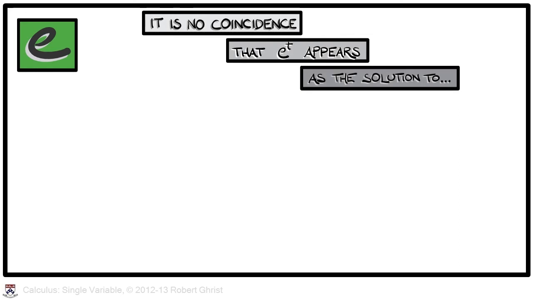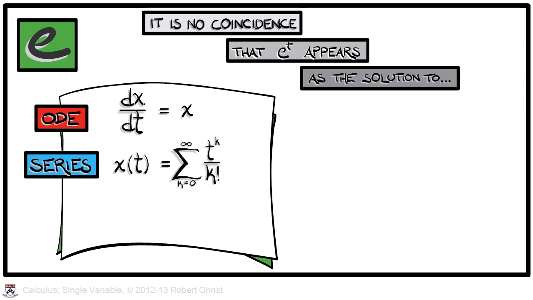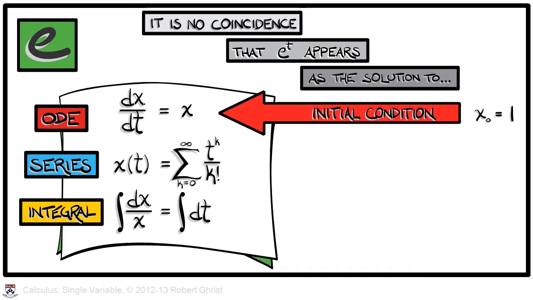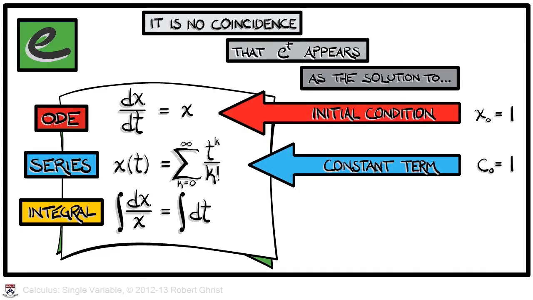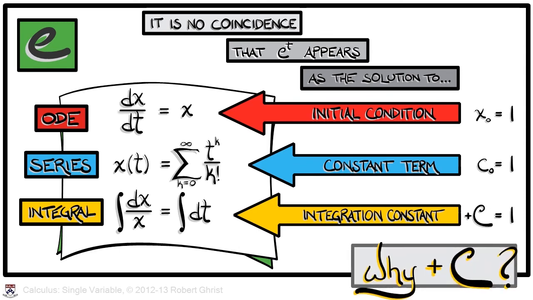One of the things that you'll notice is that e keeps coming up. It is not a coincidence that e to the t appears as the solution to the simple ODE, dx dt equals x, or as the series, sum of t to the k over k factorial, or as the indefinite integral, as we just saw. In all three cases, you can interpret the constant of integration as an initial condition, or the constant term in a series, or the arbitrary constant of integration. And so the question of why the plus c has many answers.